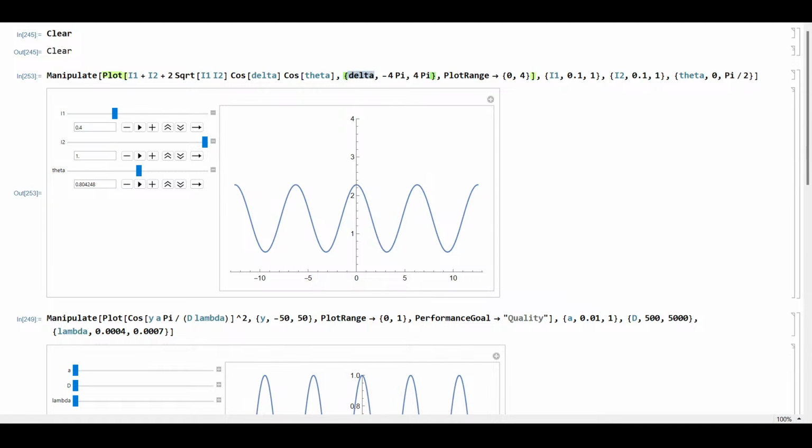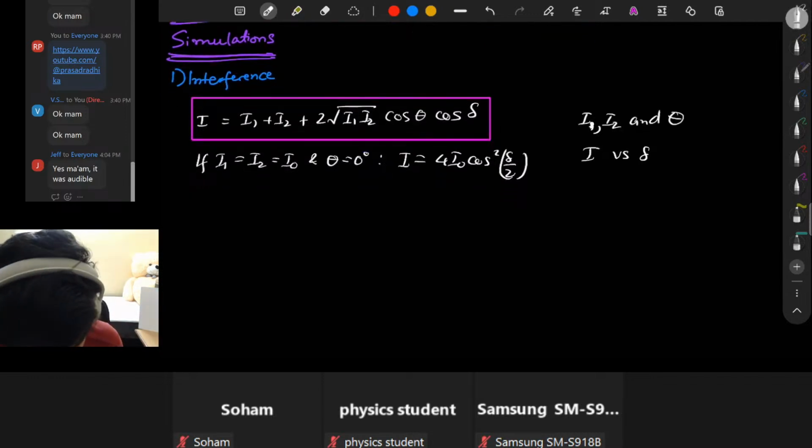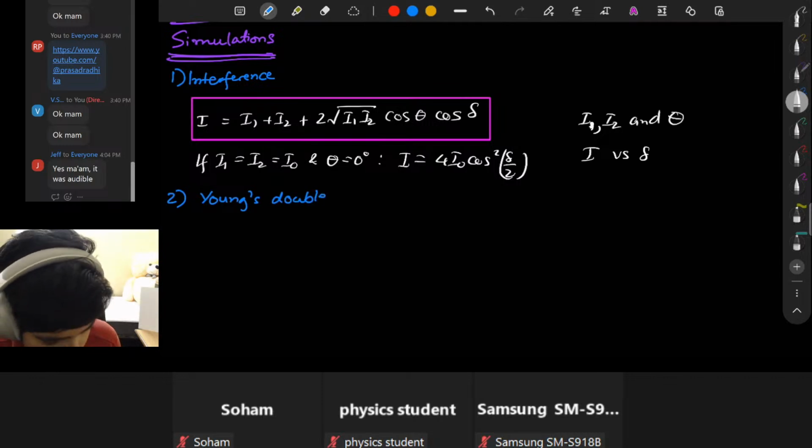So let's come back. The next simulation that I have planned for you is the classic Young's double slit experiment. I will also show you a demo of the Young's double slit experiment. So the next one is Young's double slit experiment.